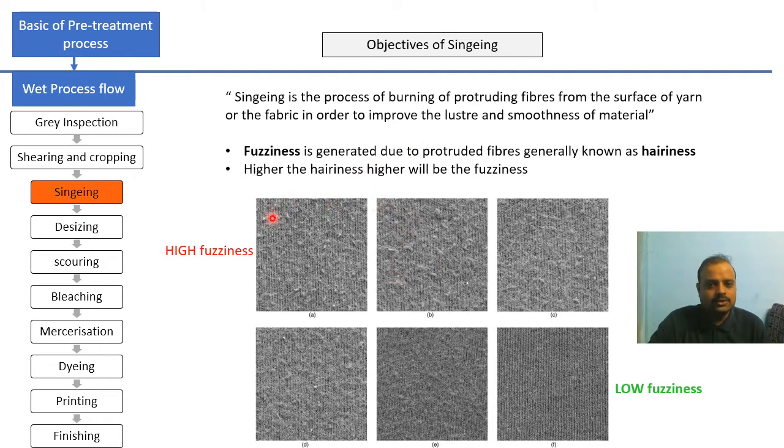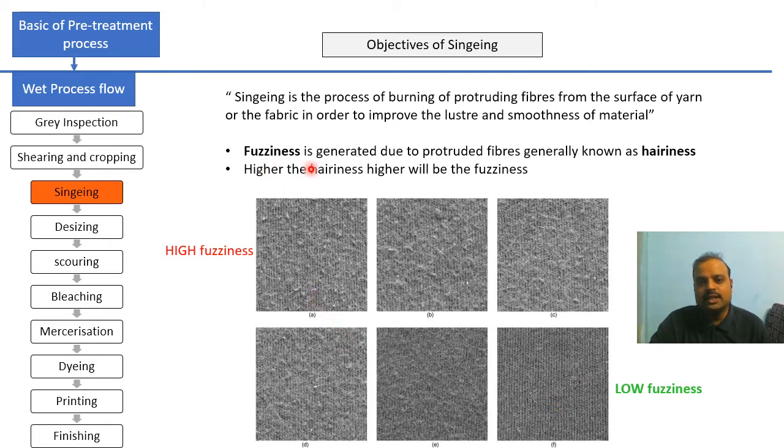So in this figure you can see, if singeing is not carried out, this could be the result. This is the fuzziness, you can say. This is the highest fuzziness, then lower fuzziness, then somewhat lower, and nothing. So you can see, if this fuzziness is present, the appearance of the fabric is really bad. And if it is removed, the fabric looks good, smooth and lustrous. So the singeing process needs to be carried out in order to improve the smoothness, the luster, and the overall appearance of the fabric.